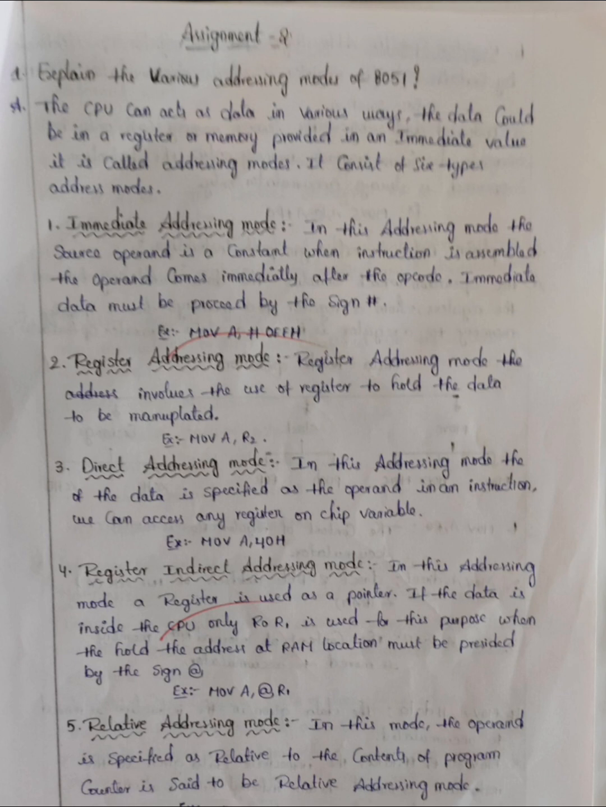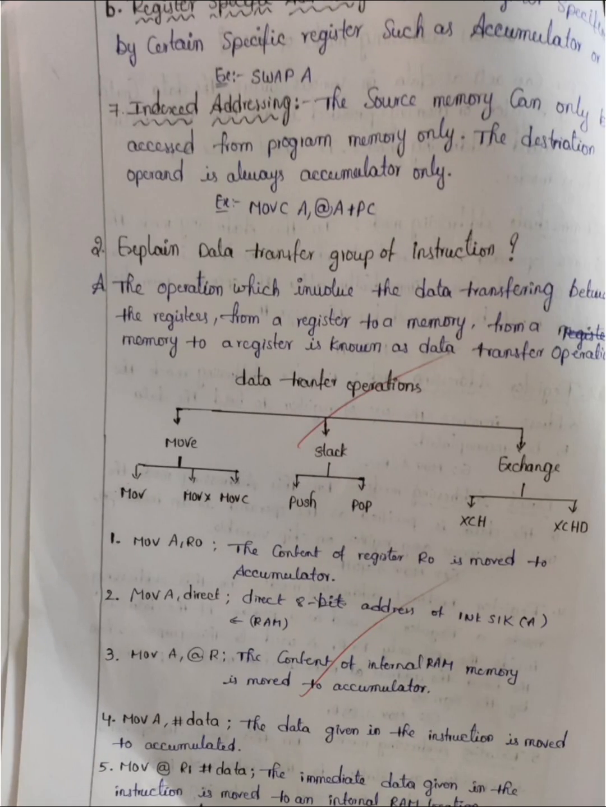Relative addressing mode. In this mode, the operand is specified relative to the contents of the program counter. Example: JNC 19H. Register specific addressing mode. In this mode, certain specific registers such as the accumulator are used, for example, SWAP A.